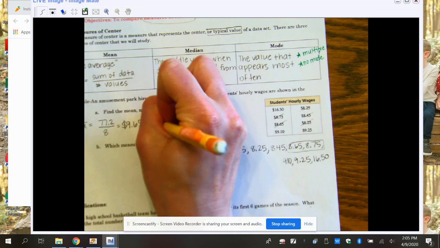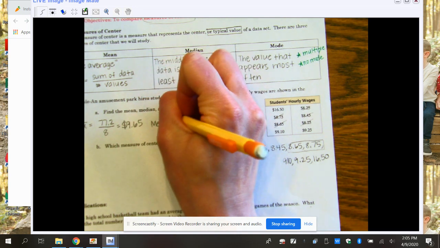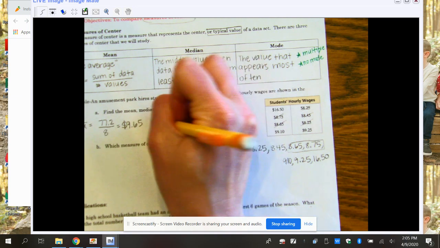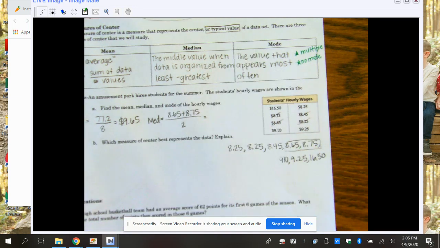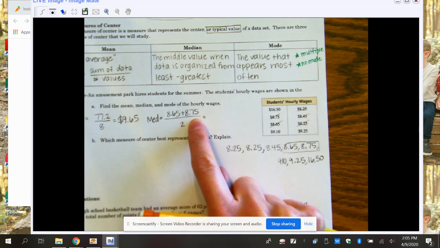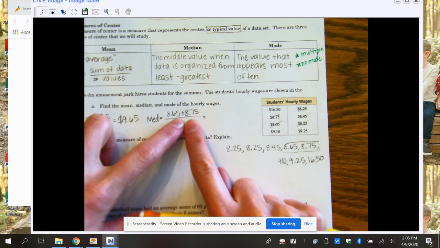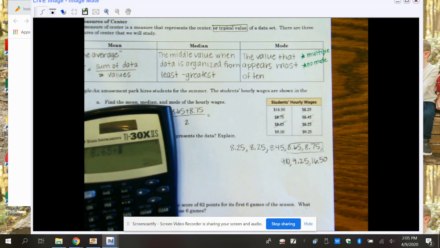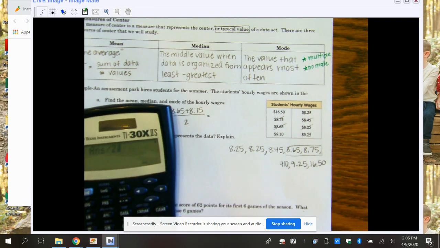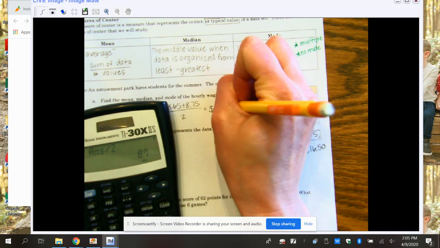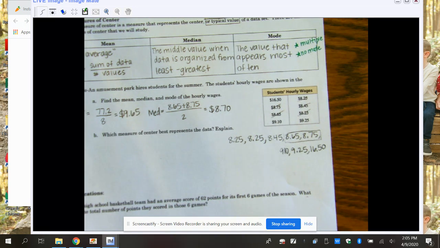So the median is going to be 865 plus 875 divided by 2. Sometimes it'll be obvious: when you're finding the average, you're essentially finding your halfway point. So 870 should be it, because that's halfway between 865 and 875. If you can visualize that, you don't have to calculate it. So the median value is going to be $8.70.